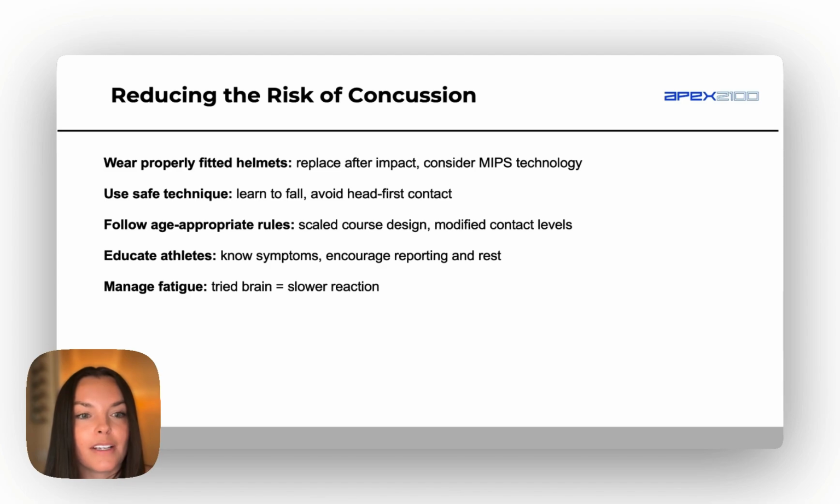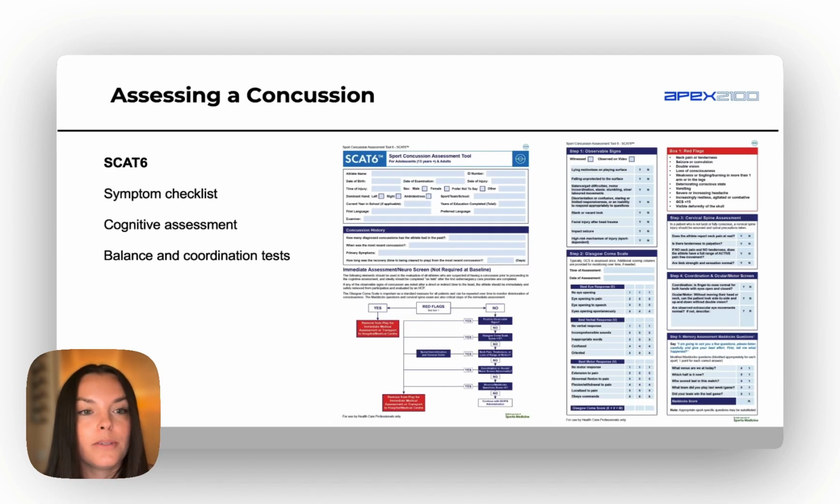You want to use safe techniques, so learning how to fall and avoiding head-first contact with the ground, following age-appropriate rules we've spoken about before, so scaled rules and design of different courses and contact levels. Educate athletes and coaches, so knowing the symptoms of concussion and encouraging reporting of concussion and rest. And then also managing fatigue. So if you're tired, you're going to have a slower reaction that might lead to a higher risk of concussion if you do fall.